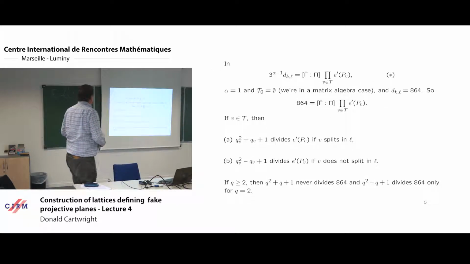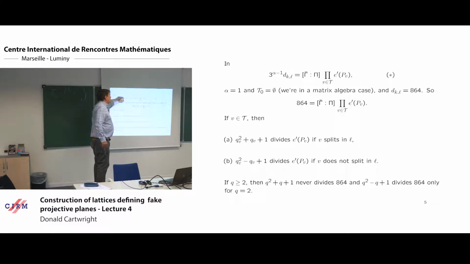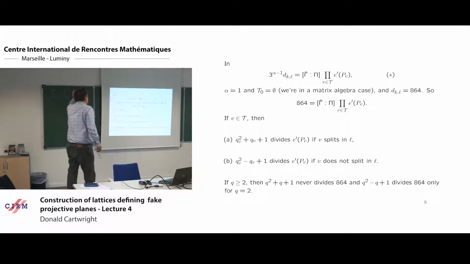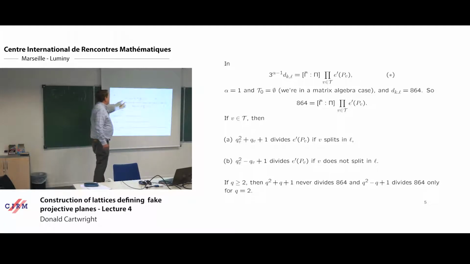So if you remember the formula that I mentioned last time, all these numbers dkl are known. Alpha is 1 because we're in the matrix algebra case. There's no set T0, or it's empty. And the number dkl is 864. So this formula star simplifies a little bit to this.